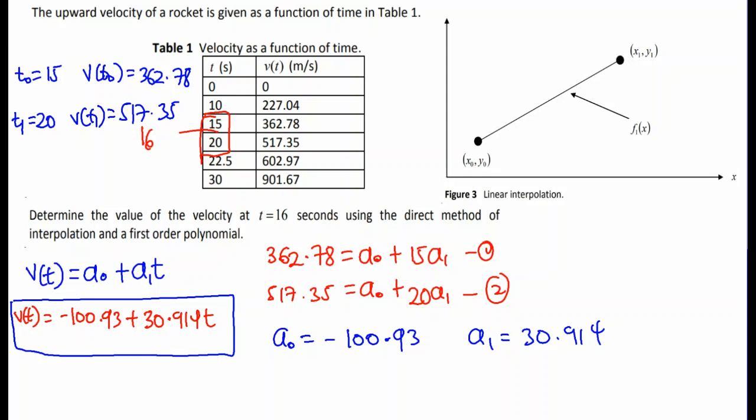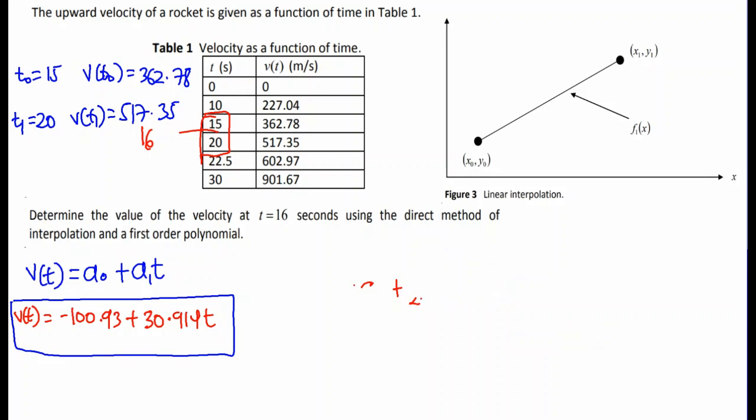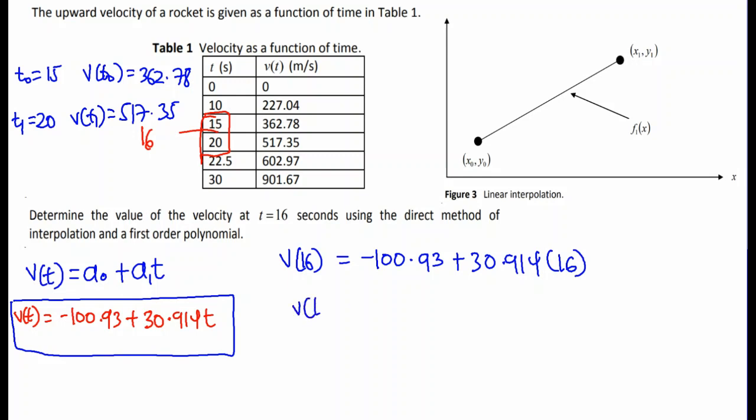Now you've been given time t equals 16 seconds, and that's within the range that we considered. So let's substitute t equals 16 into this equation to find the velocity at that particular time, 16 seconds. At time 16 seconds, you have minus 100.93 plus 30.914 multiplying 16. Let's simplify this and see what you're going to get. This gives a value of 393.694.